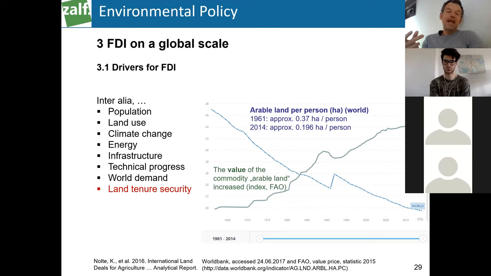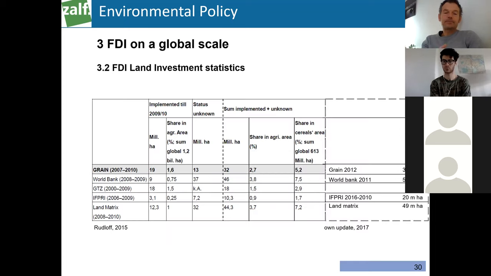And per capita, of course, we have a decreasing land per person. You see it in the figure, and the value of the commodity arable land index has increased. That means land is more and more an investment product.